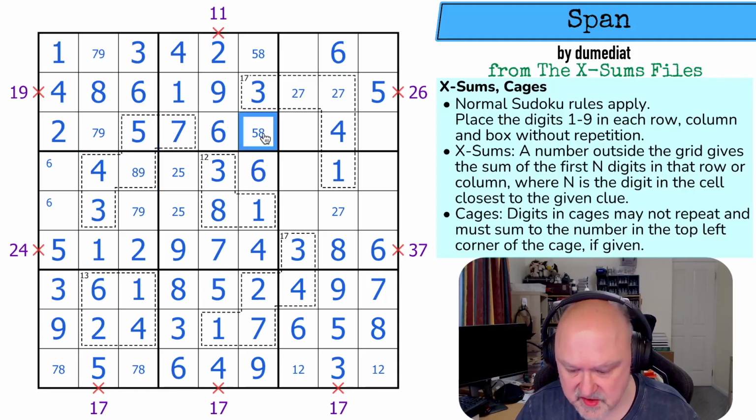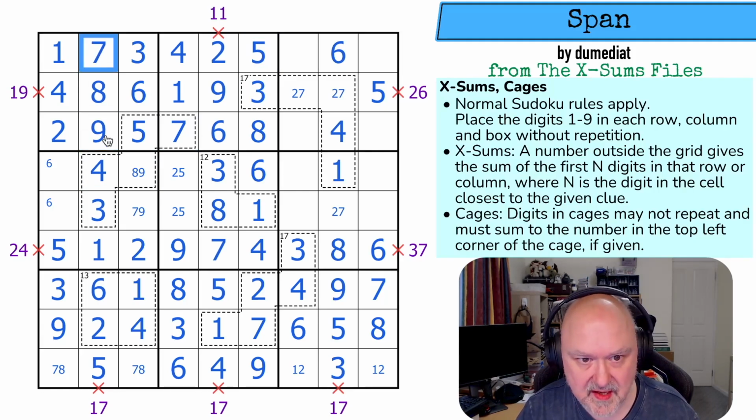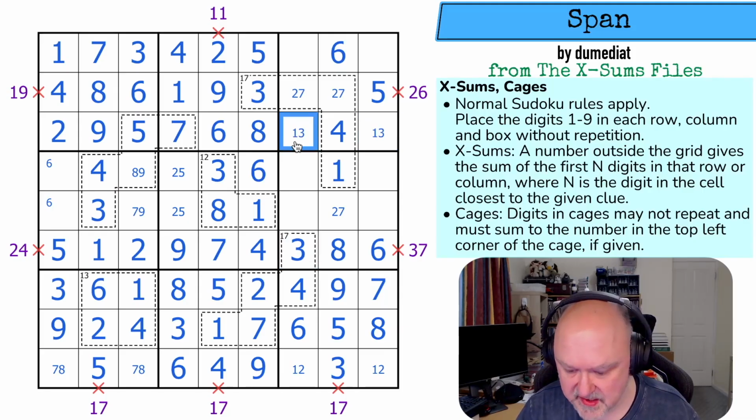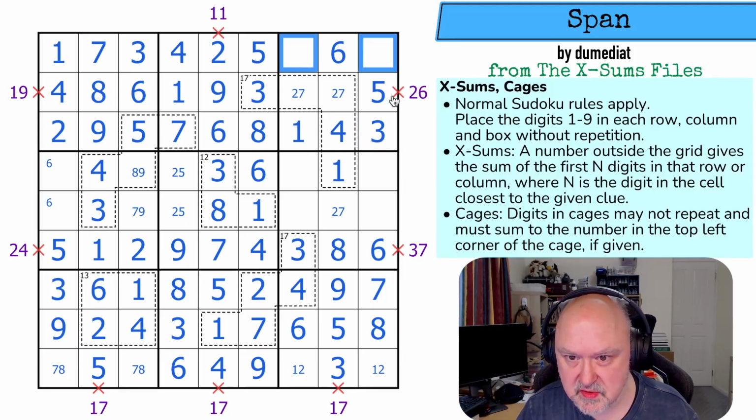The 5 looks across, making this the 8, this the 5. The 7 makes that the 9 and that the 7. This row is missing 1 and 3. The 3 is looking at making that the 1 and that the 3. This box is now missing 1, 2, 3, 8 and 9. And the 8 is looking at making that the 9 and that the 8.